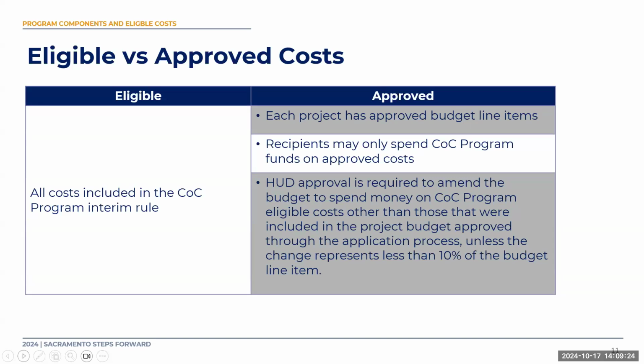So during the NOFO competition, your agency will submit an application with their proposed project budget with these specific items. So if you're wondering, how do I get those items in our budget? This is how. It's during this process. So things like leasing dollars, HMIS dollars, and then HUD reviews the project application and budget. And if it's approved as submitted, it will then be incorporated into the grant agreement. So recipients must request and receive prior HUD approval to make substantial changes to their project budget after it's been approved.